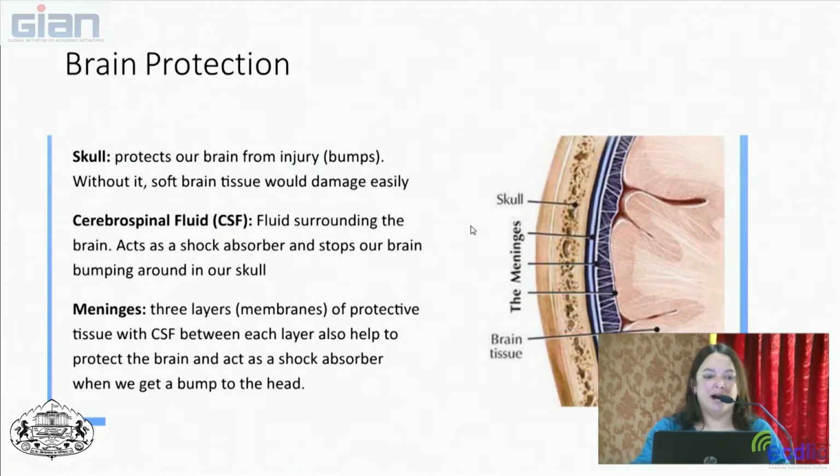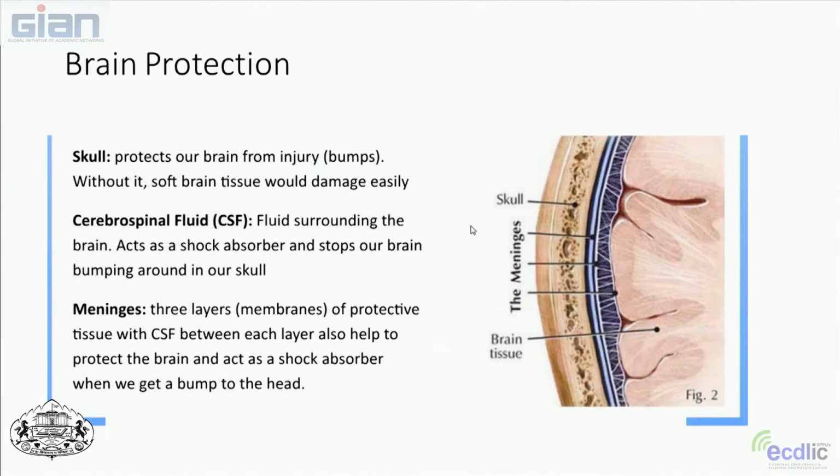Okay, we're going to talk about how our brain is protected. So inside, of course, the brain, we have this fluid. It's the cerebral spinal fluid, and that is the fluid that acts as a shock absorber and stops our brain from bumping around in the skull. So that's very close to the brain, next to it. Then we have 3 layers of meninges. These are membranes of protective tissue with cerebral spinal fluid between each layer. And this also helps to act as a shock absorber to protect the brain.